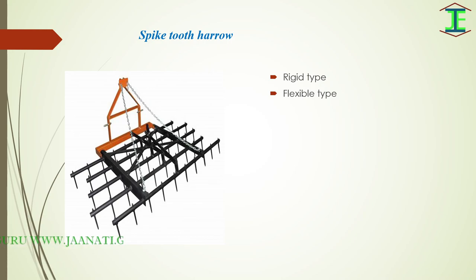In rigid type, the pegs are fixed. Pegs means the spikes. They are not movable, but in flexible type, we can move these pegs. And these pegs are mostly diamond in cross section. The principal use of this spike tooth harrow is that it smoothens and levels the soil easily.